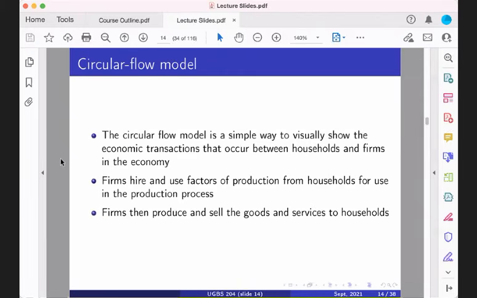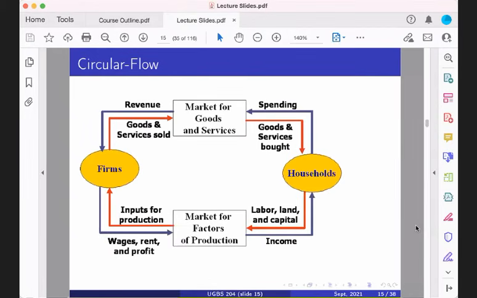So the circular flow model is a simple way to visualize how economic transactions occur between households and firms. Firms hire and use the factors of production from households for use in their production process. And then the firms produce and sell the goods and services to what? To the household. So this is a very simple way of how economic transactions occur between households and firms. I hope you understand this diagram. It's not very difficult to understand.